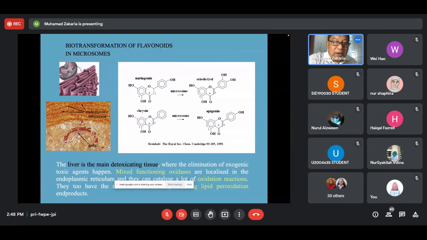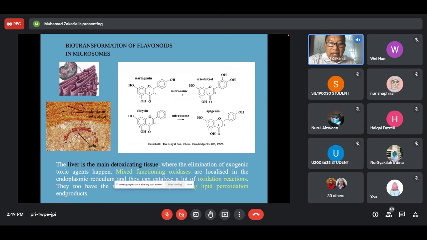Here, biotransformation of flavonoid in the microsome, in the cell. The liver is the main detoxifying tissue. So the liver is very important. If the liver fails or liver function fails, that means you are going to say bye-bye. Okay? This is where the elimination of toxic agents happens. Mixed function oxidases are localized in the endoplasmic reticulum, and they can catalyze a lot of oxidation reactions, and they have lipid peroxidation end products.